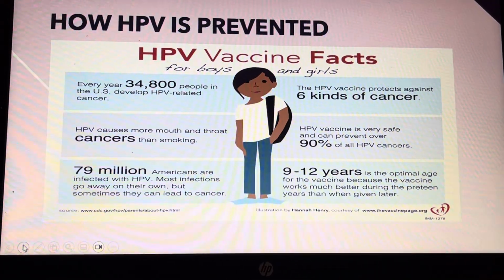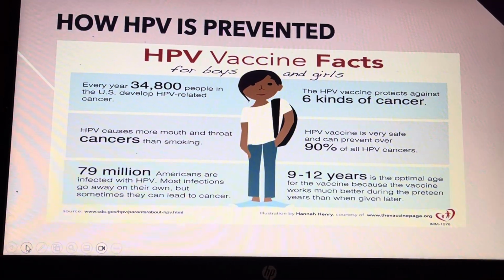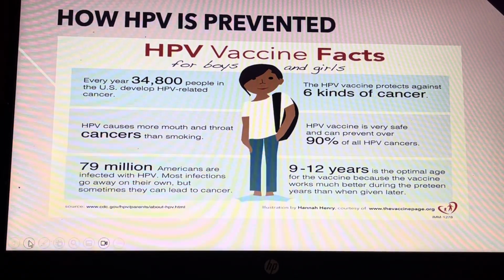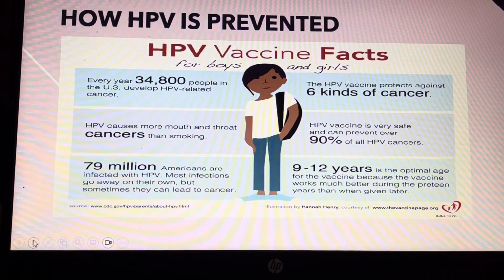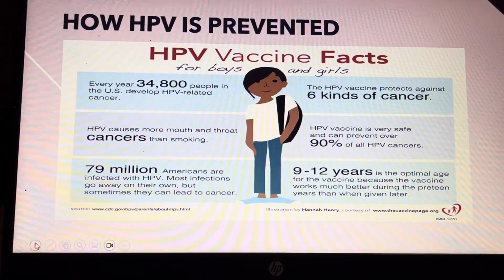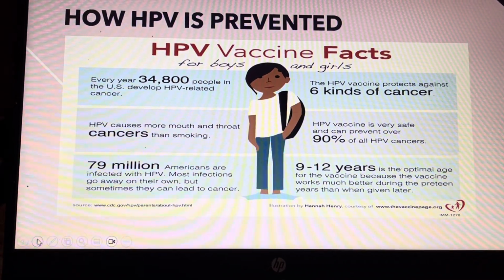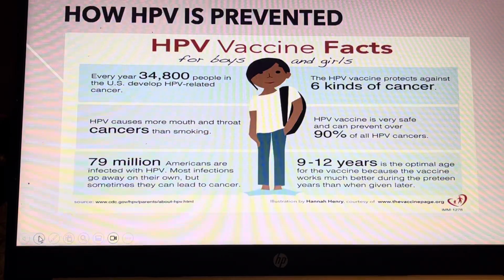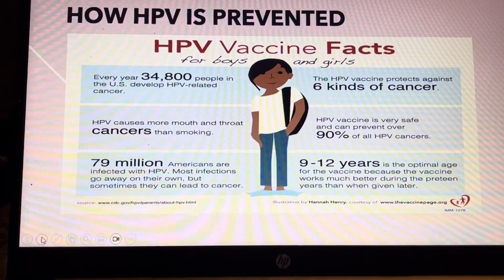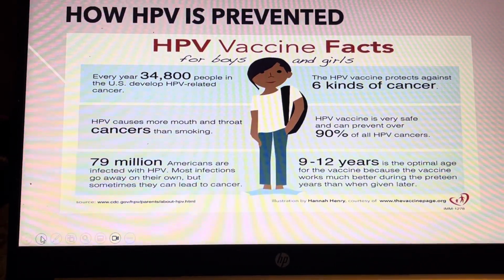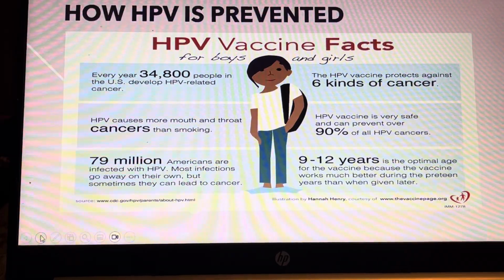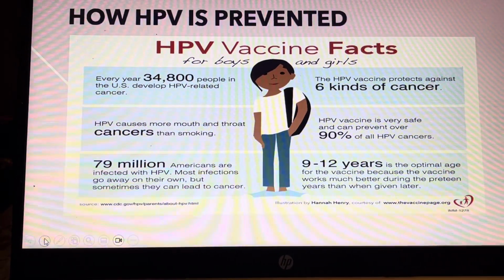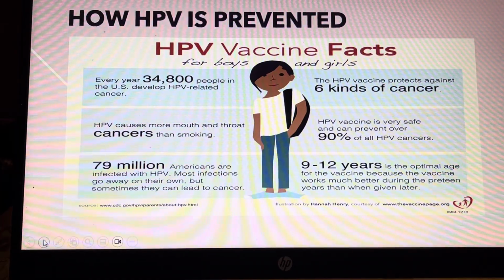How is HPV prevented? Well, as the video showed, it's prevented with the vaccination. Fun facts are that boys and girls can get the vaccine. Every year, 34,800 people in the U.S. develop HPV-related cancer. HPV causes more mouth and throat cancer than smoking. 79 million Americans are infected with HPV. Most infections go away on their own, but sometimes they can lead to cancer.